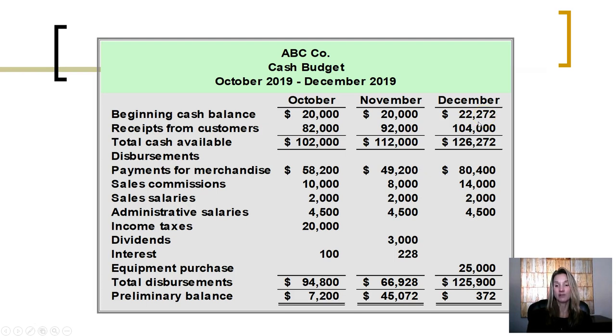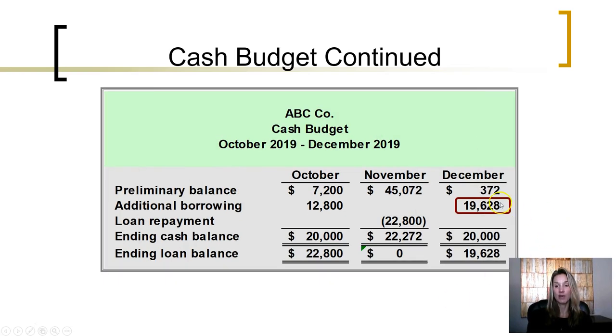We are going to begin December with $22,272 in cash. Add in our budgeted cash receipts. Subtract out what we're going to spend cash on. Recall that we no longer have an outstanding loan, so we have no interest in December. But we do have to budget for an equipment purchase of $25,000, meaning we will have to budget for disbursements of $125,900 and a preliminary cash balance of $372,000.